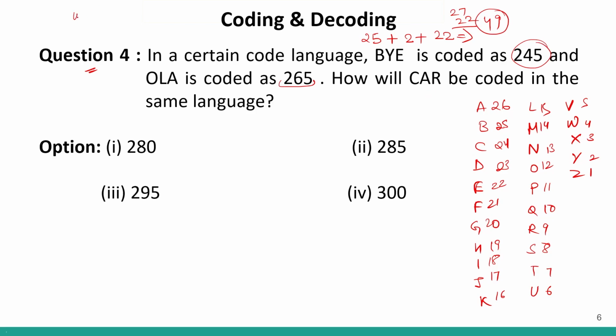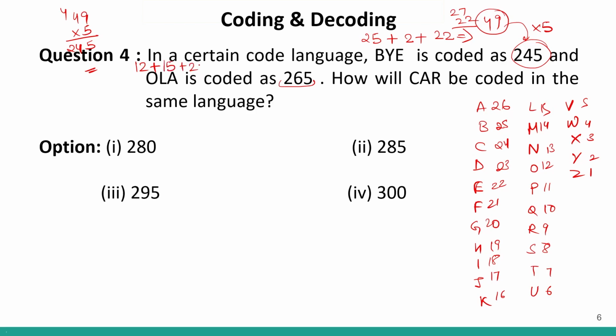Yes. Basically, if I multiply 49 by 5, 5 times 9 is 45, 4 will be carried, 5 times 4 is 20 plus 4, 24. So this is basically multiplication by 5: the sum of backward ranks into 5. So let us check the same thing for OLA. What is the sum of the backward ranks? O is 12. L is how much? L is over here, which is 15.